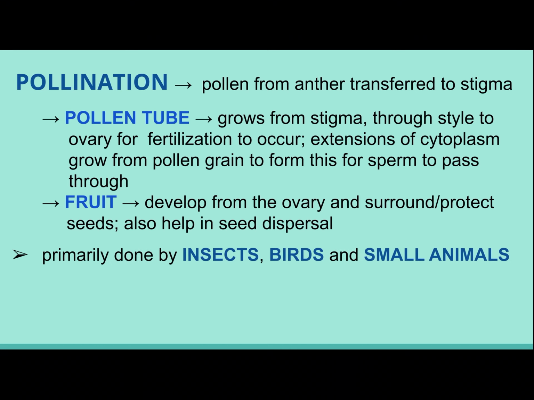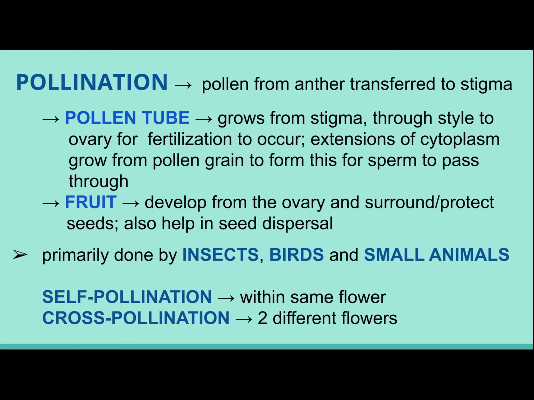All right. Now, as I said, pollination is primarily done by insects, birds, and small animals. And pollination actually occurs in one of two ways. You can have self-pollination or you can have cross-pollination. Self-pollination is pollination that occurs within the same flower. The pollen from the anther of one flower falls upon the stigma of the same flower and grows the pollen tube down to fertilize the eggs within the ovary.